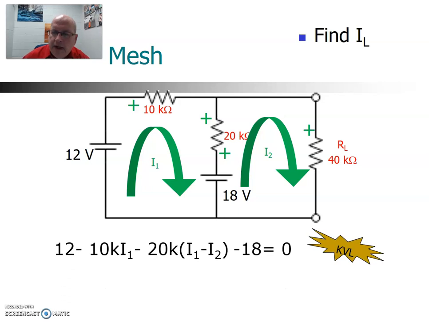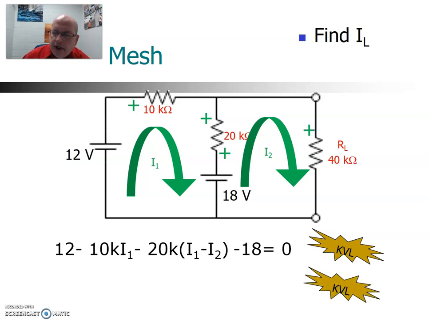And what we have is 12 for the source. The voltage drop across the 10K is 10K times I1. That would be a negative because we're entering the positive terminal. And then we have a minus 20K, I1 minus I2, opposite directions. We got the polarity from I1. And then minus 18, from positive to negative, that would be a minus 18. Back to where we began, equals 0.